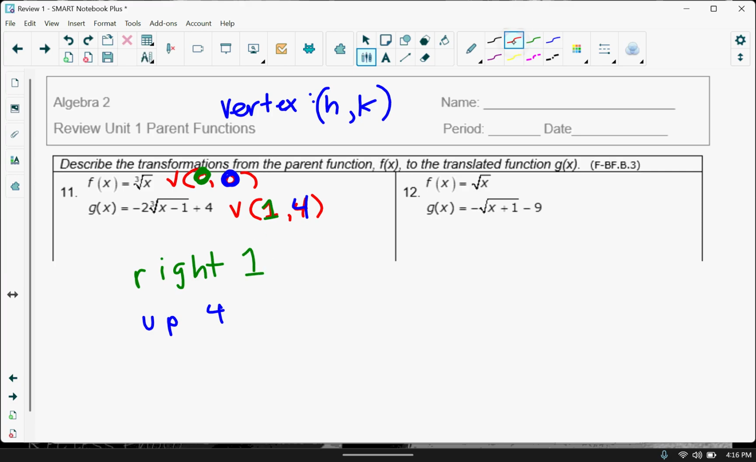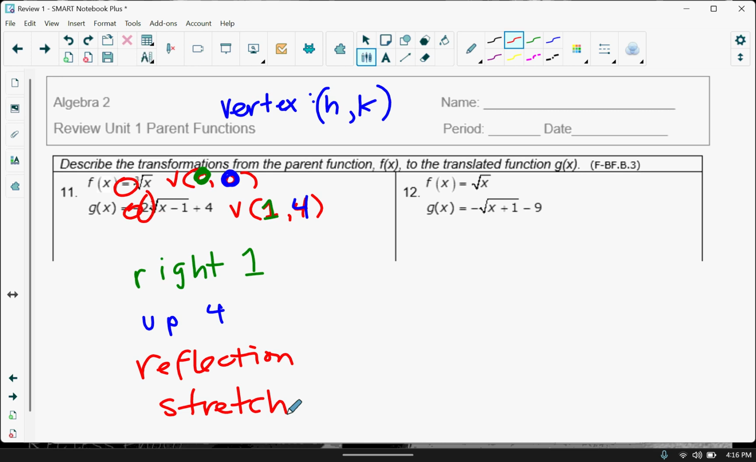Now you have to also pay attention to the front. The front of the first one doesn't have anything, so that means it's a 1. So this front has the negative. A negative is a reflection. And then it also has the 2, so that's going to be a stretch.